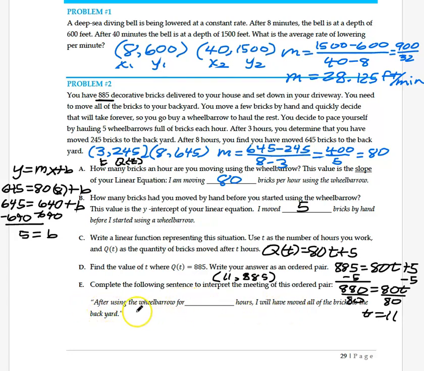All right, and then on part E, we already found that here. So after using the wheelbarrow for 11 hours, I will have moved all of the bricks to the backyard.